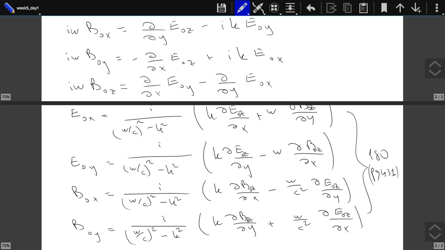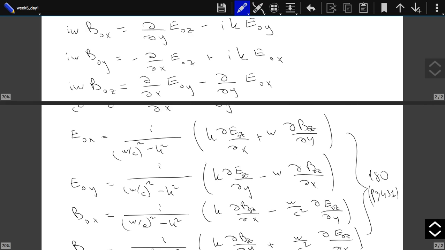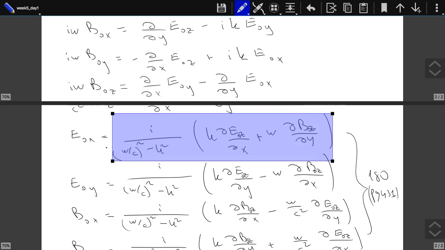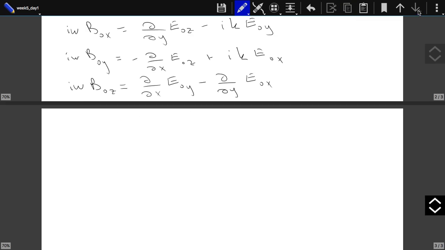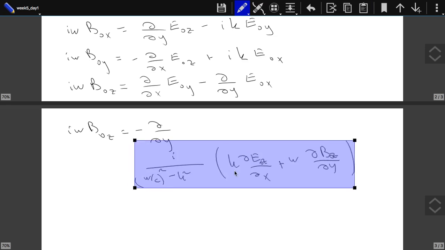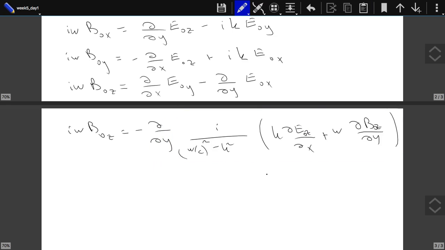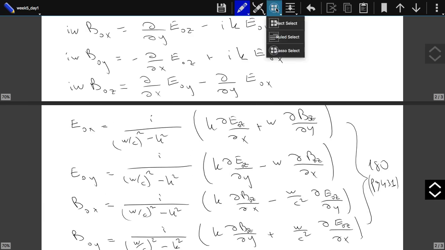Now, if you look at the third line, well, let me just put it down. Now, this is my E0x. So i omega B0z is equal to minus del over del y of E0x, which is this one, plus del over del x of E0y, which is this expression.